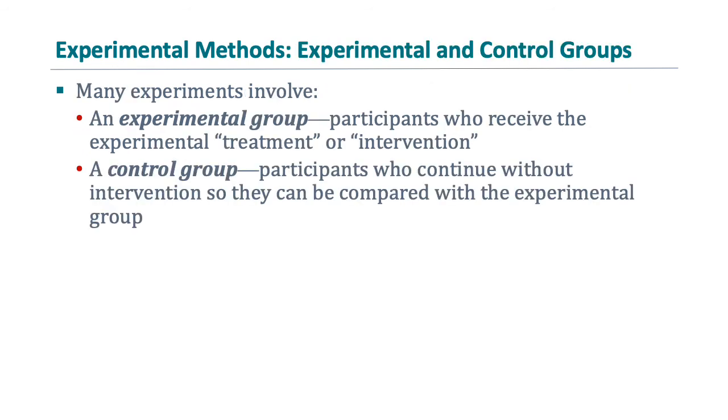The experimental method involves both an experimental group and a control group. An experimental group includes participants that receive an experimental treatment or intervention. The control group, on the other hand, includes participants that continue without intervention, and they are compared to the experimental group. This method is actually used more in medicine than in social science.